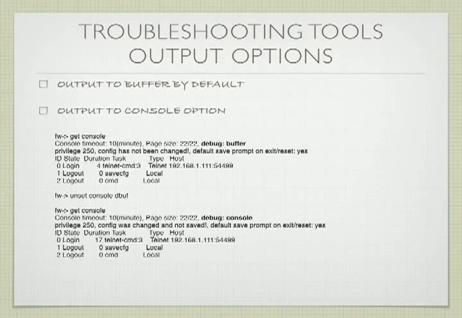So get console will show you what the current setting is. You'll see there highlighted debug buffer. So the current setting is the default, meaning that it'll go to the buffer. If you unset console dbuf, that will change the setting to be debugging directly to the console. So as your traffic runs, the buffer will display on the console. You would reverse that by simply saying set console dbuf, and that would put it back to that first setting, debug going to the buffer. So that's how you would toggle that if you do want to see the output on the console.